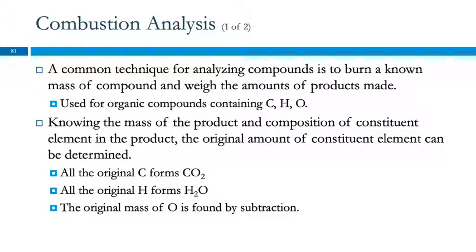So in combustion, all of the carbon becomes carbon dioxide. All of the hydrogen becomes water. The original mass of oxygen has to be found by subtraction, because in order for this to burn, we're pumping a whole bunch of oxygen into this. And so we can't just say, oh, well, the oxygen is what was present in these products. That's not true. So here's a picture.